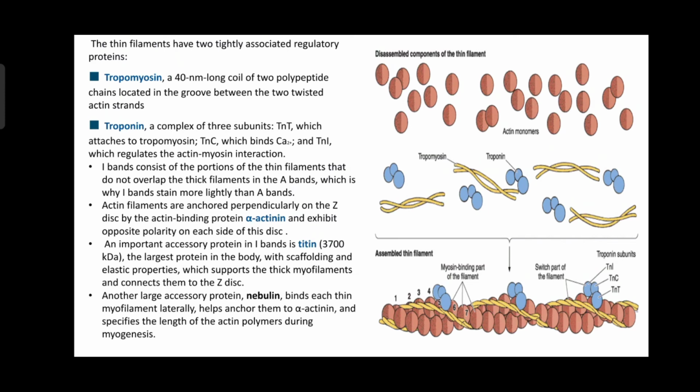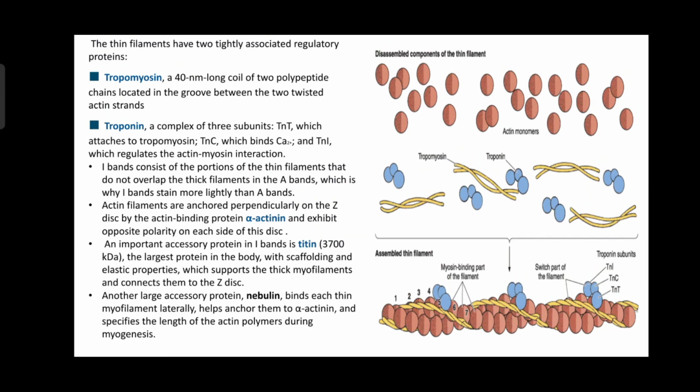The I band consists of thin filaments. Actin filaments are anchored perpendicularly on the Z disc. Actin filaments are joined to the Z disc via alpha actinin, and myosin molecules are bound to the Z disc via the titin molecule. Titin is a protein responsible for the binding of the myosin molecule to the Z disc, and actin to the Z disc is by alpha actinin.